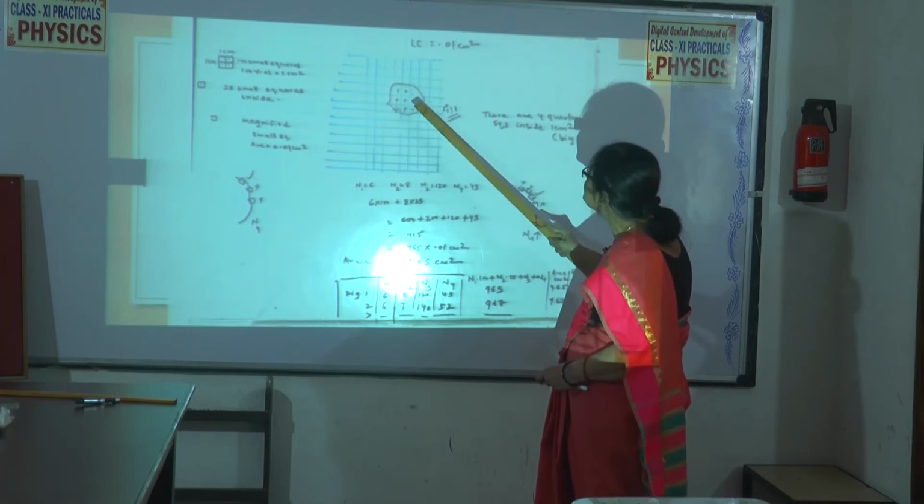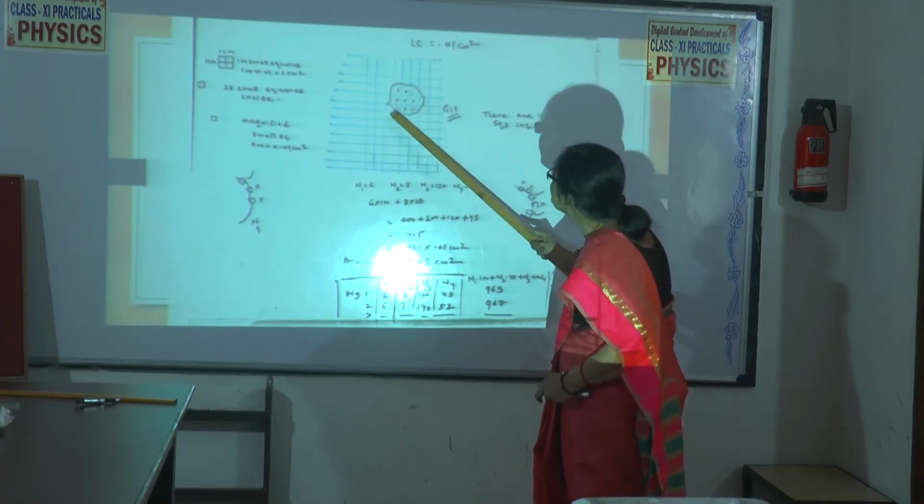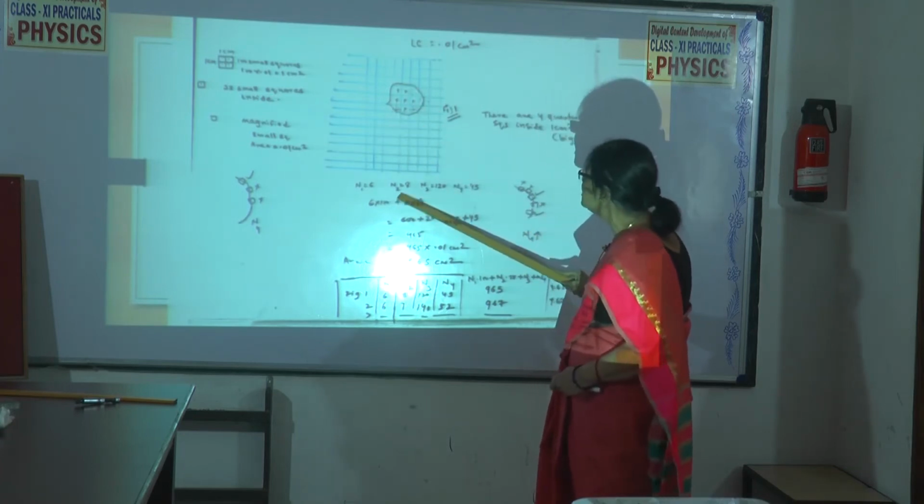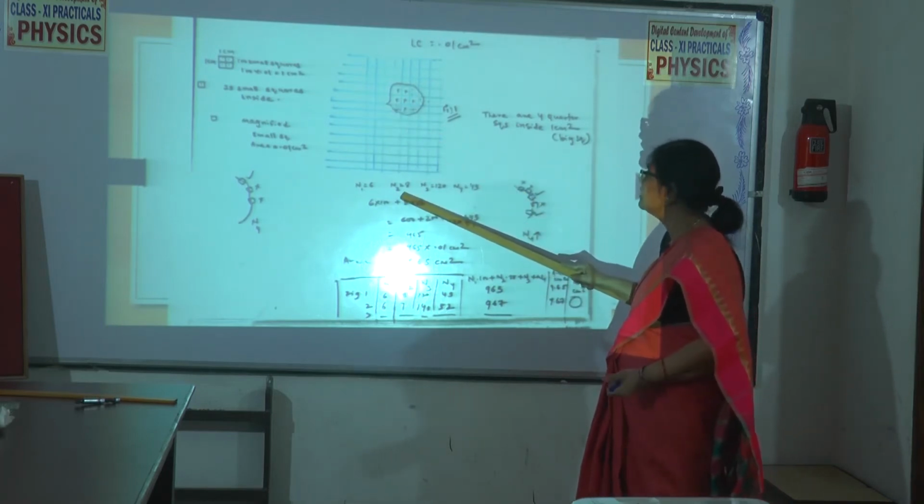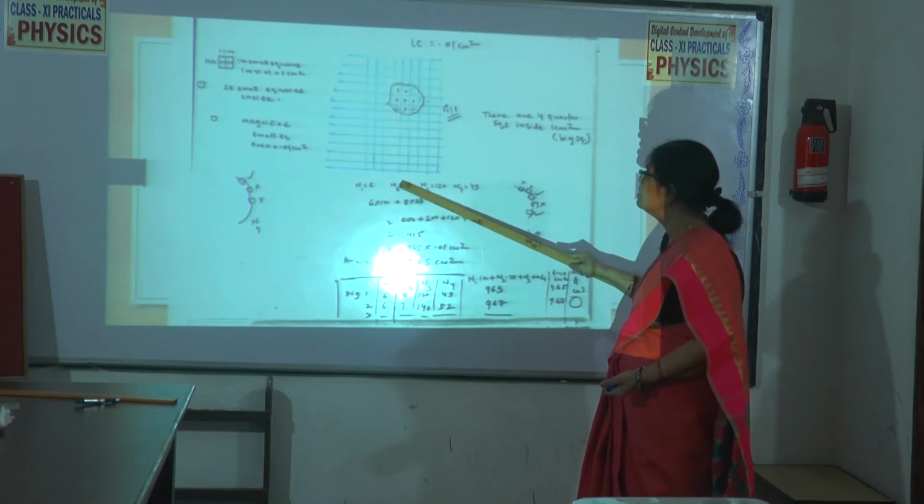Similarly, count this dotted part. You will see that 1, 2, 3, then you have 4, 5, 6, 7, 8. You have N2 as 8. Can you see this? So N2 is 8. There are 8 quarter squares of 25 small squares each.